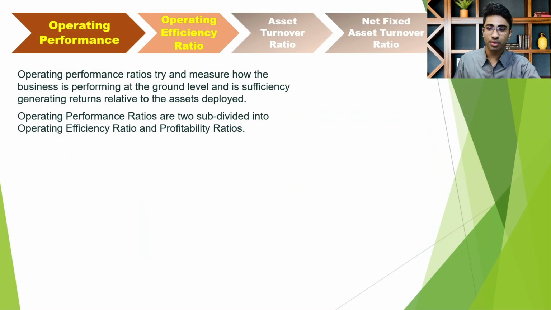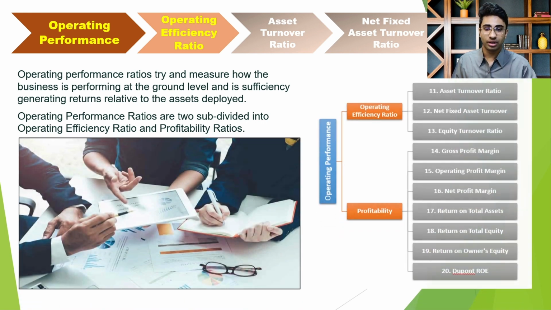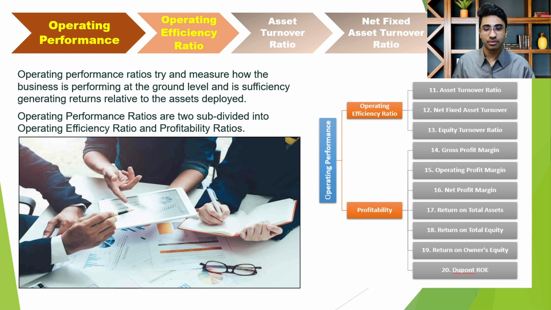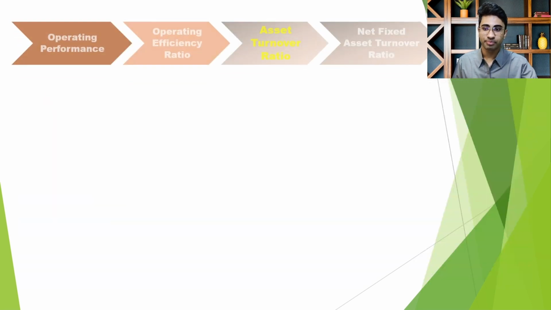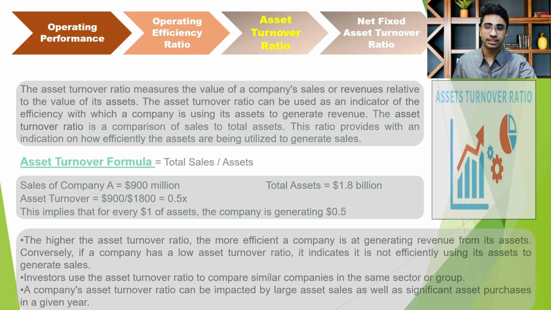The operating performance ratios try and measure how the business is performing at the ground level and is sufficiently generating returns relative to the assets deployed. As I said earlier, it is divided into two parts: the operating efficiency ratios and the profitability ratios. Now moving on to the first ratio. The first ratio is the asset turnover ratio.